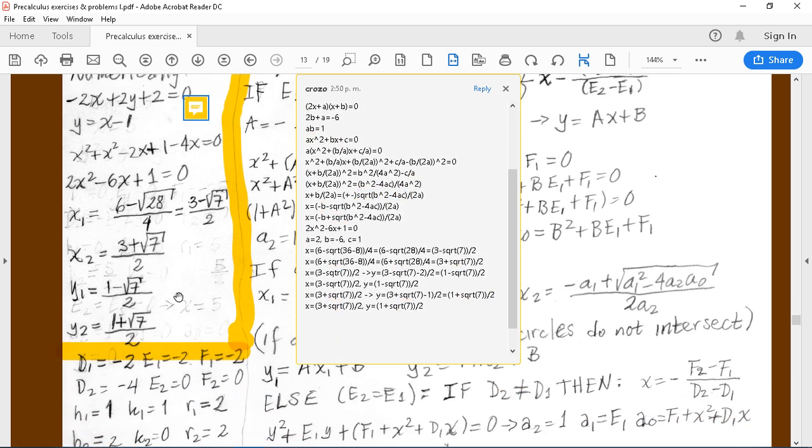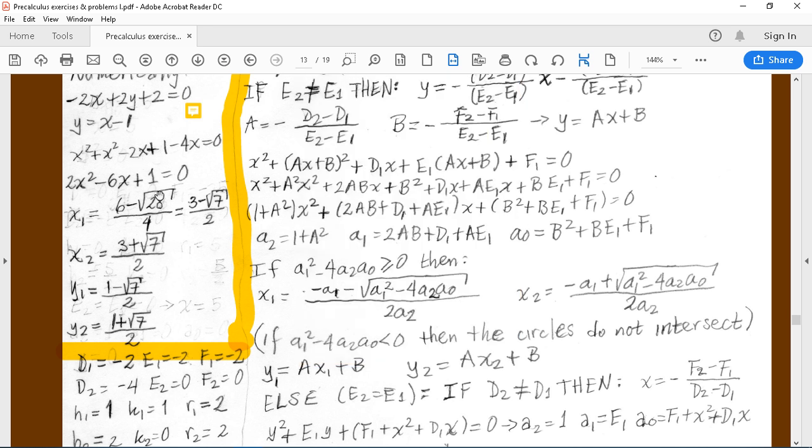Replacing those two values in y equals x minus 1, we have that y1 equals 1 minus square root of 7 over 2, and y2 equals 1 plus square root of 7 over 2. That means our solutions are x1 equals 3 minus square root of 7 over 2, y1 equals 1 minus square root of 7 over 2, and x2 equals 3 plus square root of 7 over 2, y2 equals 1 plus square root of 7 over 2.